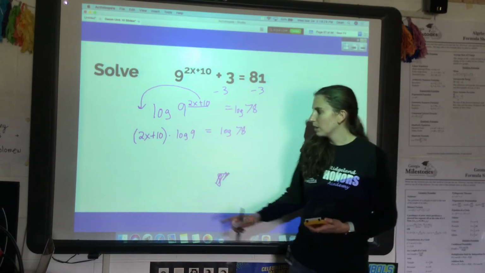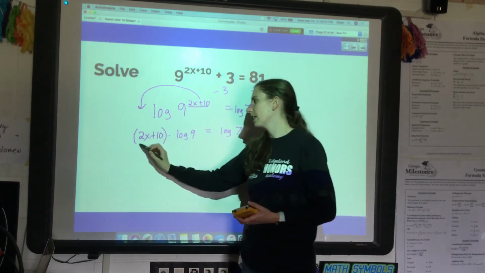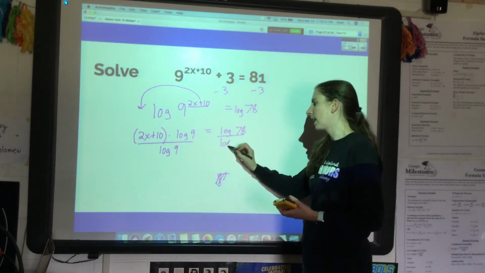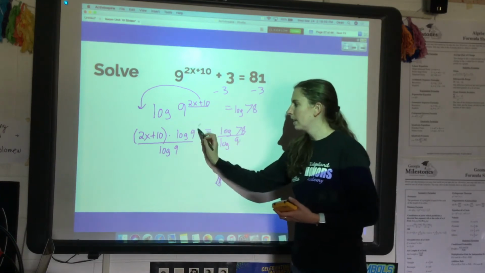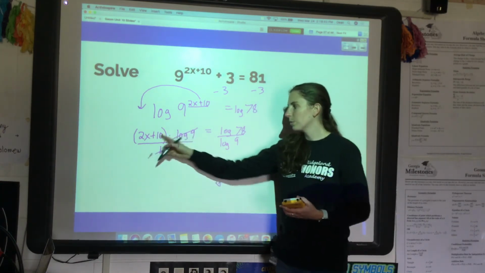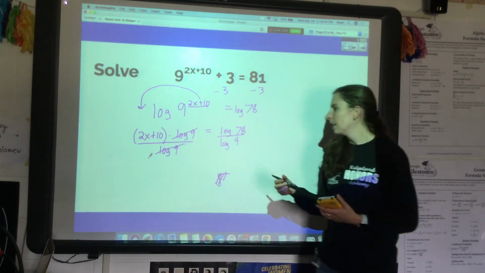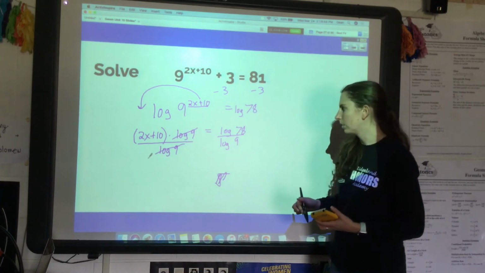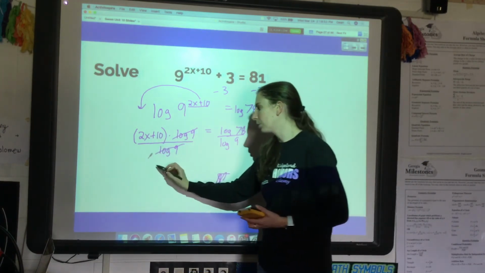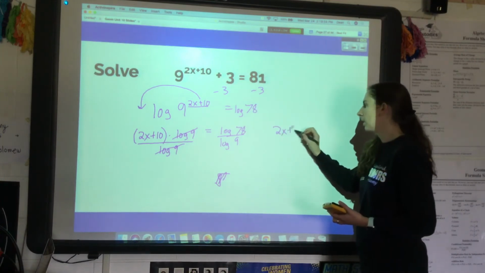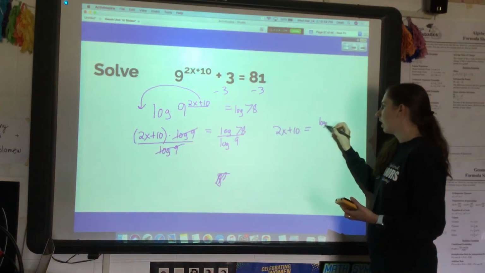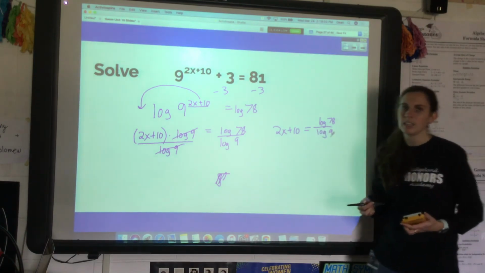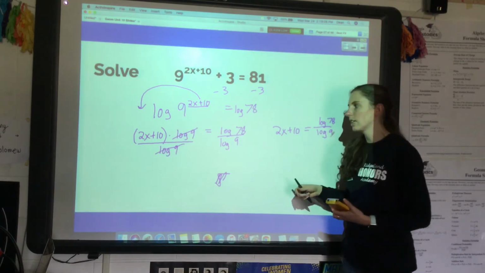Same thing with logs. So don't try to just put a random log somewhere. All right, if I want to get x by itself, the first thing I need to do is divide by log 9. The whole thing, not just log, but log 9. That will cancel out with this. And since it was multiplication, I divided. You can go ahead and put that in your calculator if you want. I'm going to go ahead and keep going though. So now I'm left with 2x plus 10 equals log of 78 over log of 9. I'm not going to do this yet because it's going to be an irrational number and I don't feel like writing all those decimals just yet.